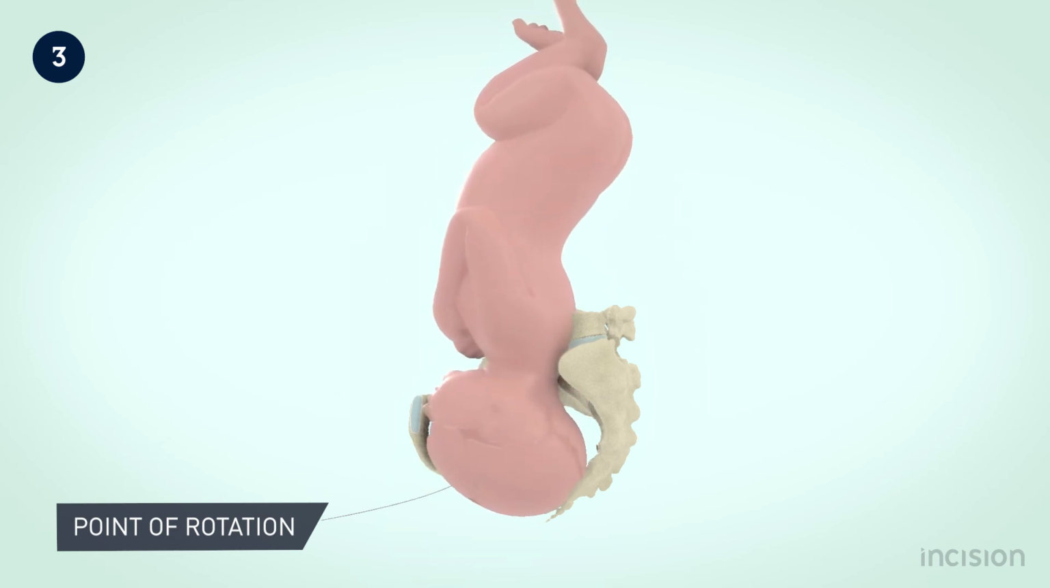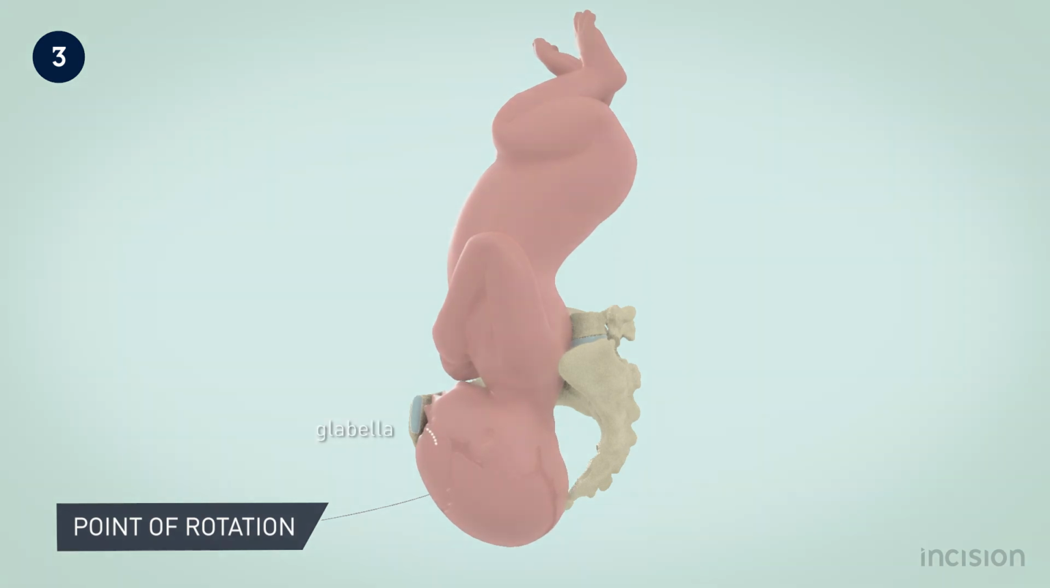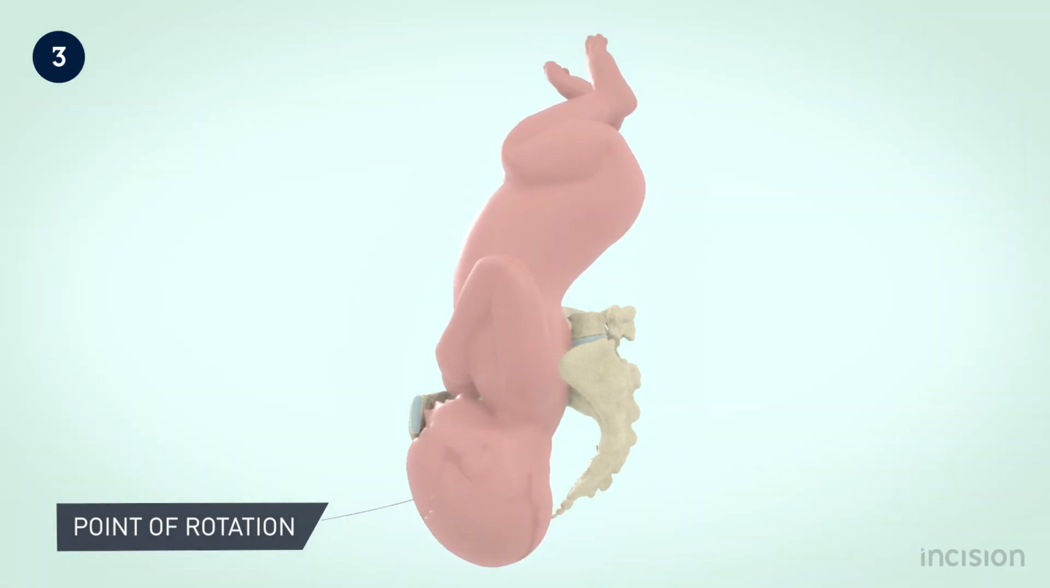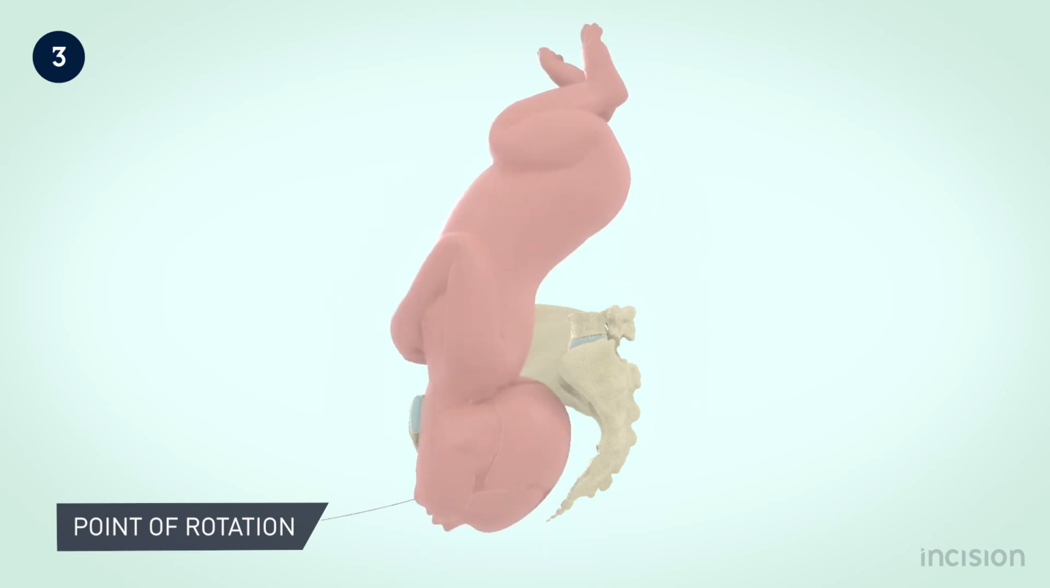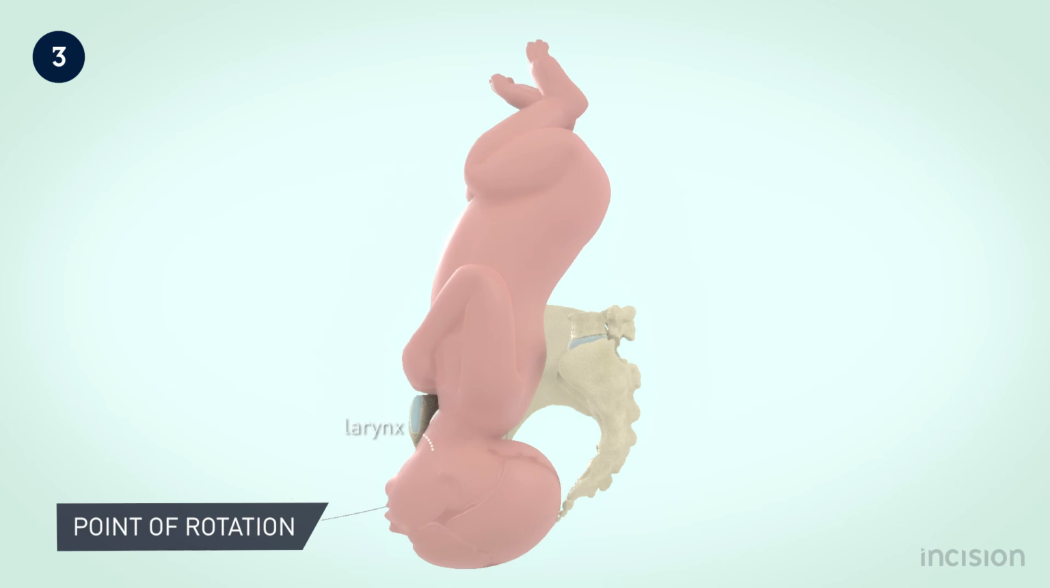In a sinciput presentation, the point of rotation is the glabella. And lastly, in a face presentation, the point of rotation is the larynx.